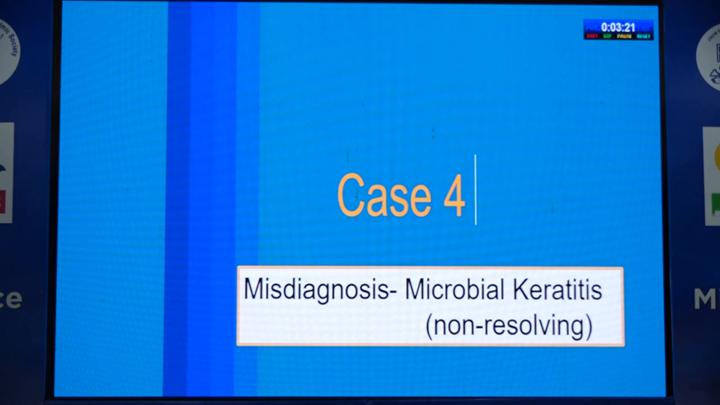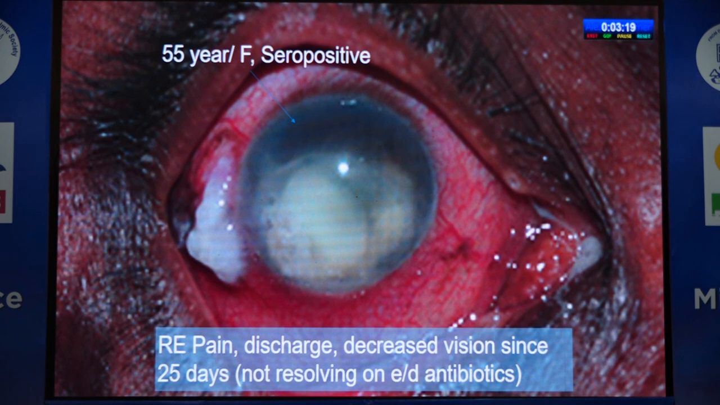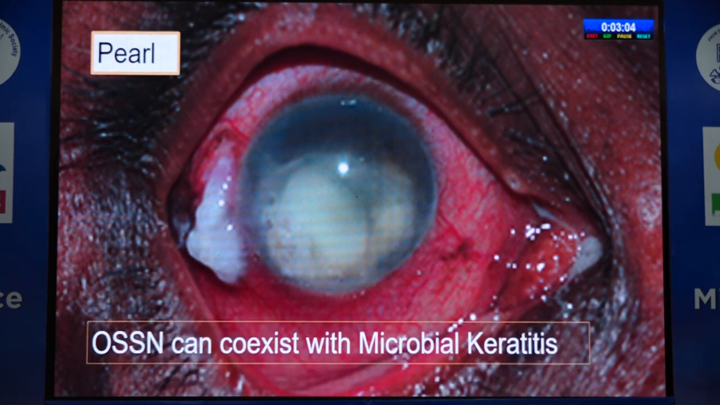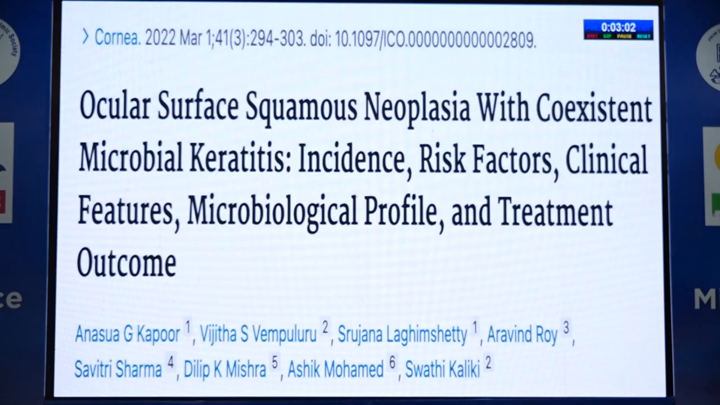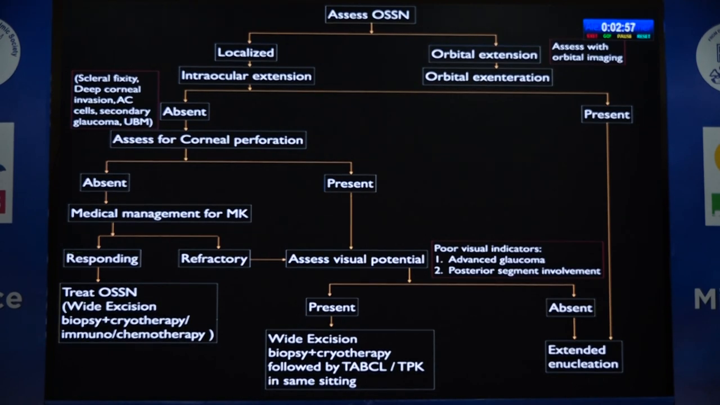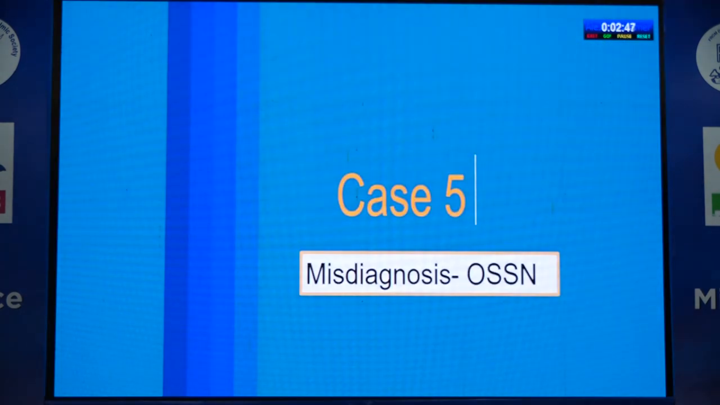Next, a case diagnosed as non-resolving microbial keratitis: a 55-year-old seropositive lady with right eye pain, discharge, and decreased vision since 25 days, on topical antibiotics. What do we see here? There is a limbal mass here which was missed by the primary ophthalmologist. So OSSN can coexist with microbial keratitis. We have published our series and suggested a protocol-based management where we look into the presence of corneal perforation and intraocular extension, and based on the visual potential, we plan the treatment.